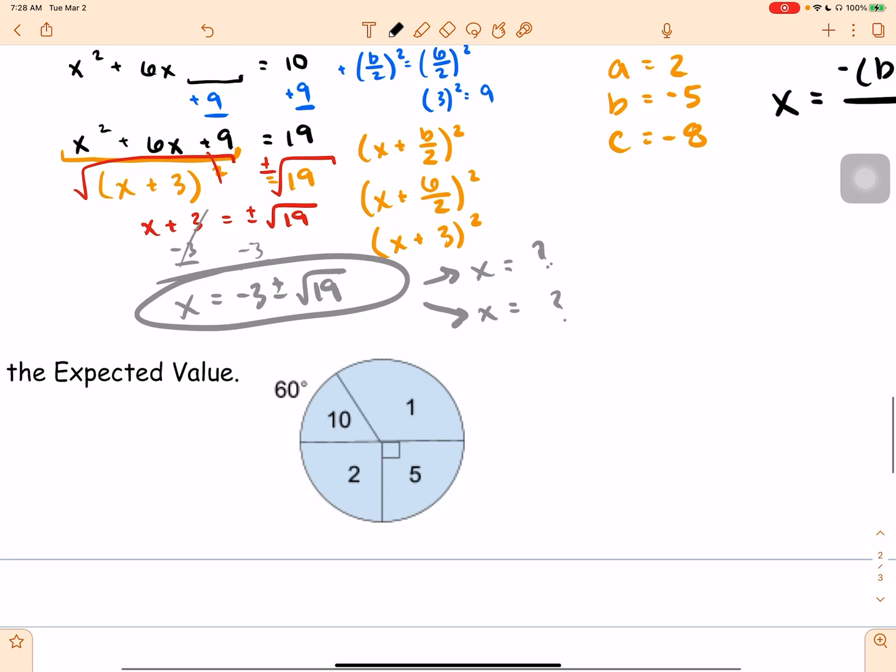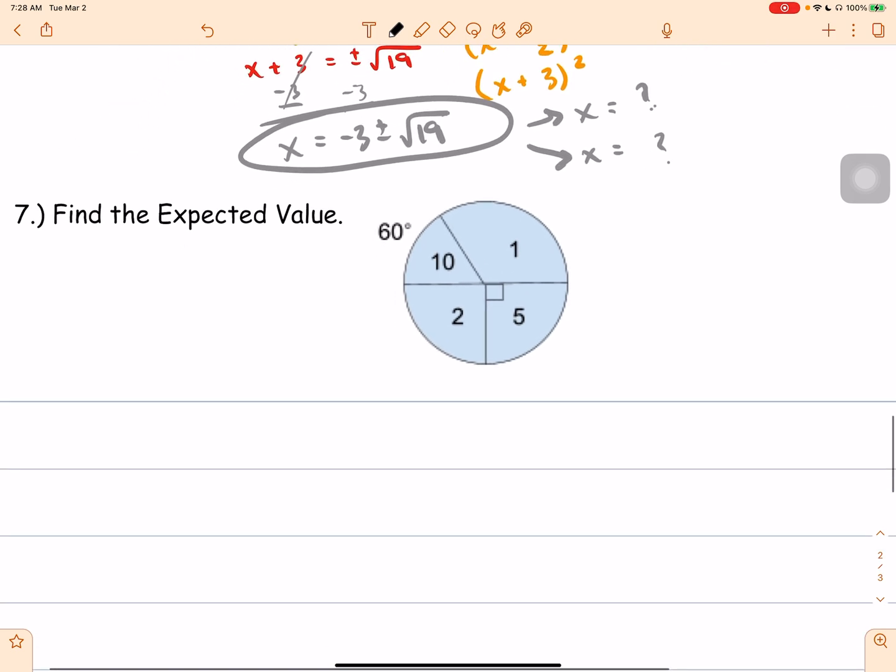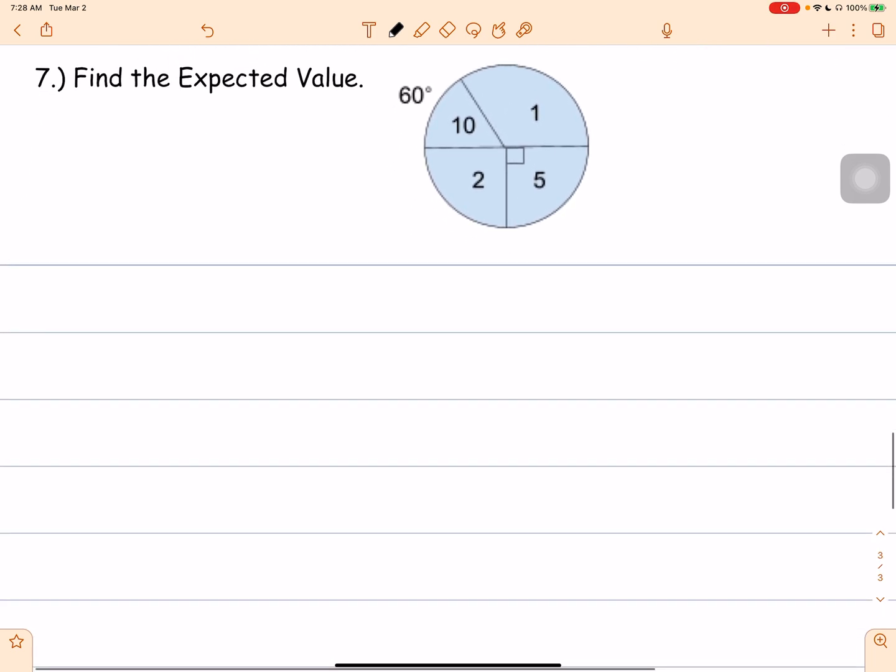Okay, so now very quickly, because I have to get ready for work, find the expected value. So we have 60 degrees here. We know the whole circle is out of 360 degrees. So that's that fraction. We know that this is 180 degrees. So if this side here is 60, 180 minus 60 is 120. So we know that one is 120 out of 360.